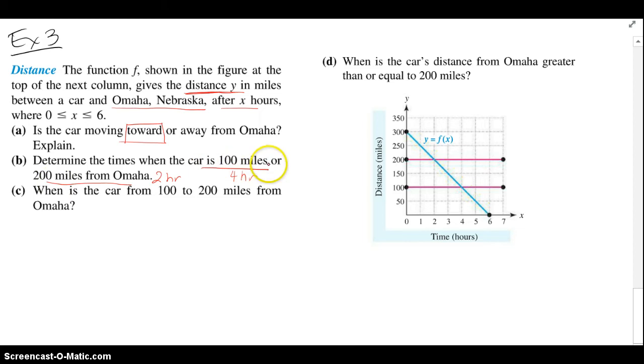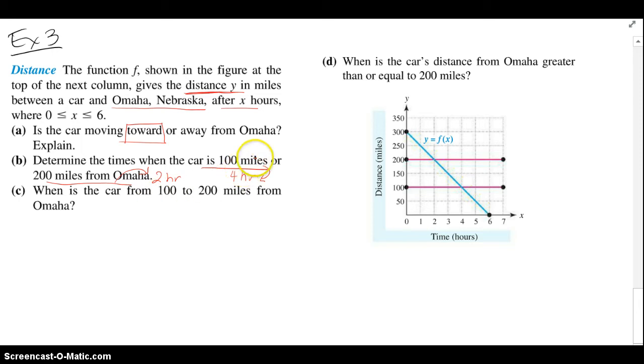So when is it 100 miles? At the fourth hour, or 4 hours later. When is it 200 miles away from Omaha? At the second hour, or 2 hours later. Next one is asking something slightly different. When is the car from 100 to 200 miles from Omaha?